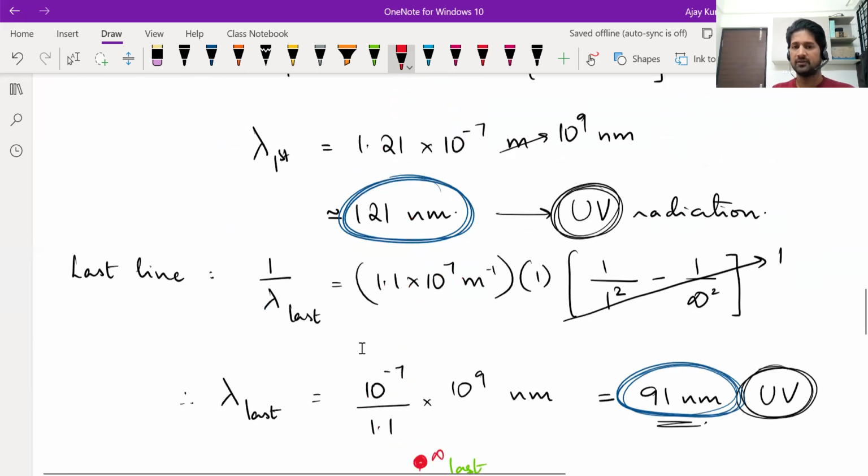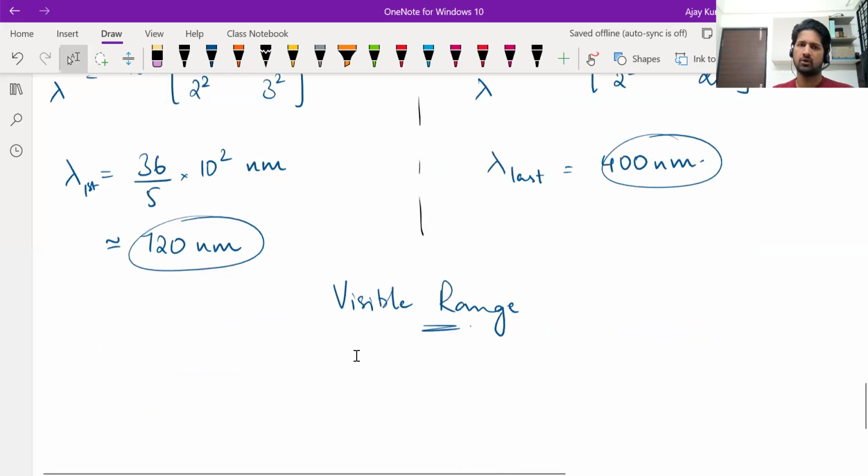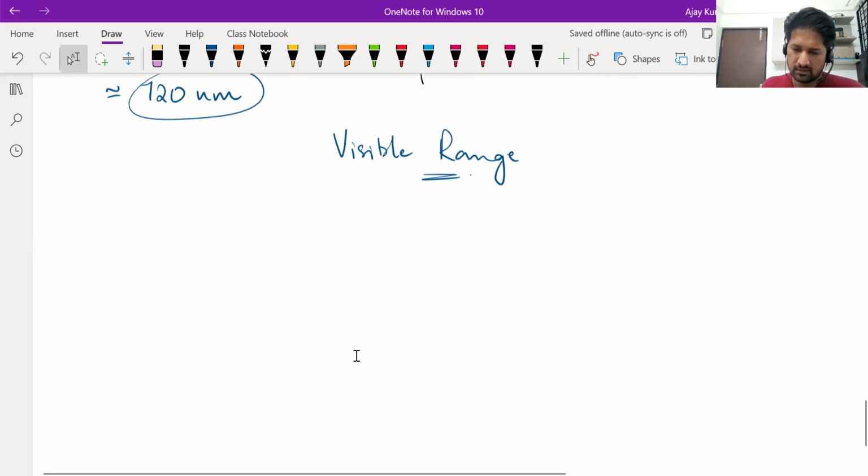So in Lyman series, first line wavelength was 121, last line was 91. Balmer series, first line is 720, last line is 400. So last line wavelength will be less than first line wavelength always. Fine.